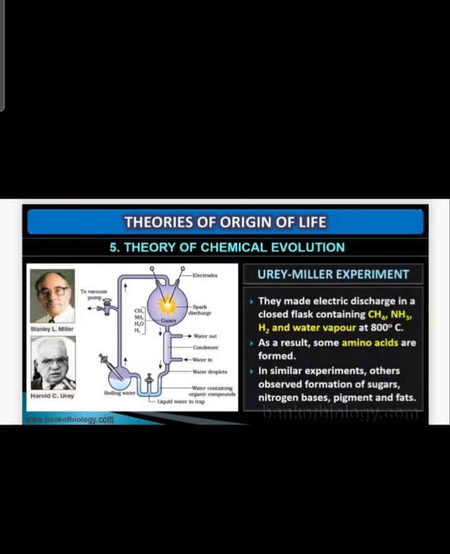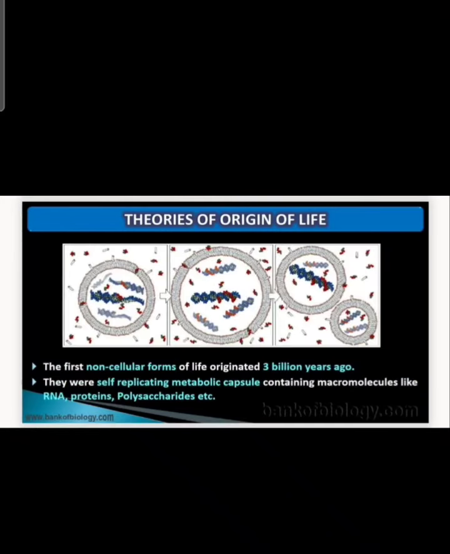Okay, so this was widely accepted. The first non-cellular forms of life originated 3 billion years ago. They were self-replicating metabolic capsules containing macromolecules like RNA, proteins, polysaccharides, etc. So they originated 3 billion years ago, and they were self-replicating, which means they were capable of replicating by themselves. They contained macromolecules: RNA, proteins and polysaccharides.